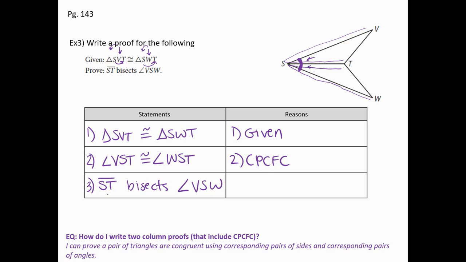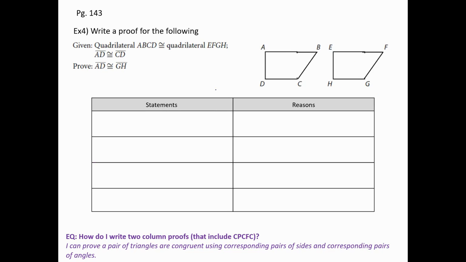Then my last statement says ST cuts the bigger angle into two equal pieces. We know that because the two pieces are already congruent, what we just talked about, then that falls into our definition of bisector. Angle bisector. If the pieces are congruent, then the angle has been bisected. Definition of bisector.